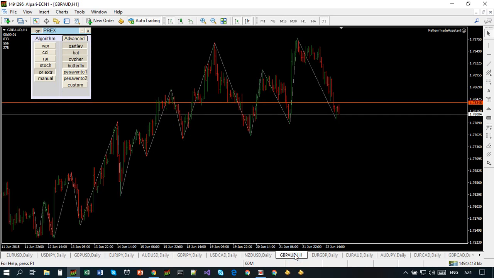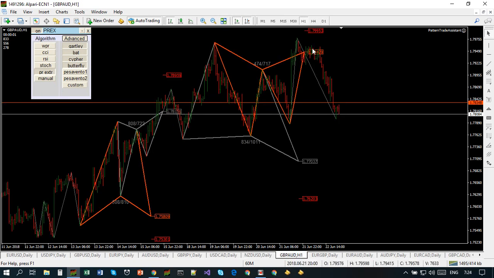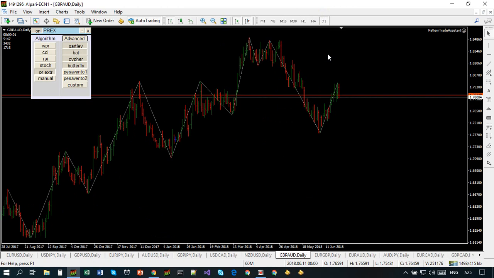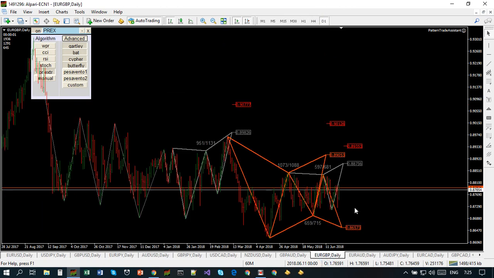Nothing here. New Zealand dollar, pound Aussie. We have this Gartley. Okay, let us switch and see if this was a 1 hour Gartley. Sorry guys. Daily. Okay, on daily we have nothing. Euro GBP daily: a potential butterfly pattern is setting up here, a potential Gartley pattern setting up slightly higher, or if price drops we have also a Gartley pattern setting up lower.